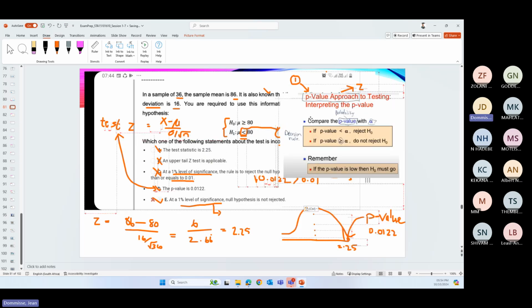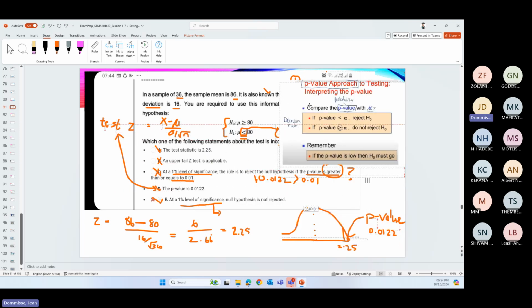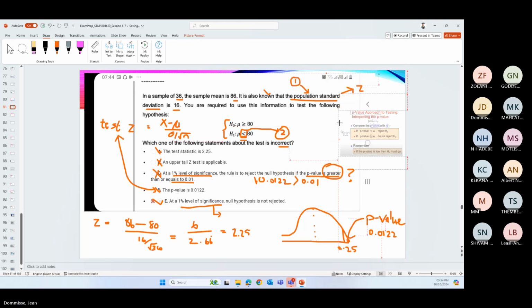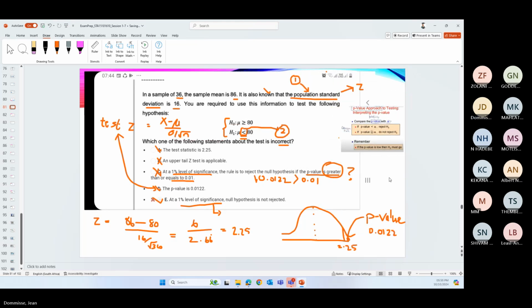Let's put this cheat sheet in here, you guys, because I always need to draw it again unless I have it in front of me. An upper tail Z is applicable. And that is also because we are looking at a lower Z test. Or do they mean that?